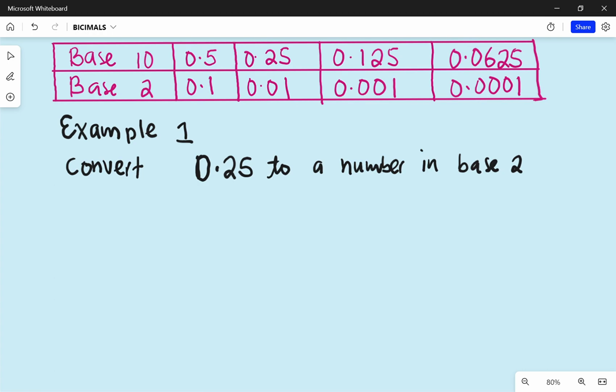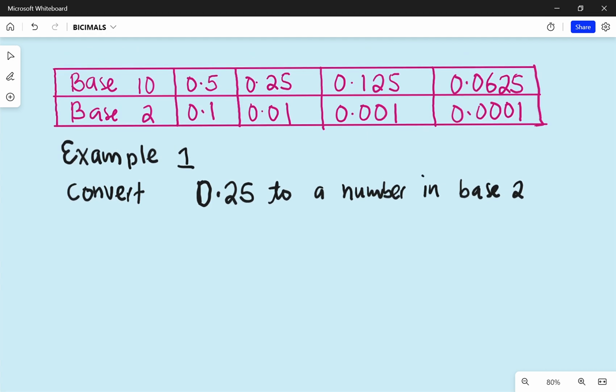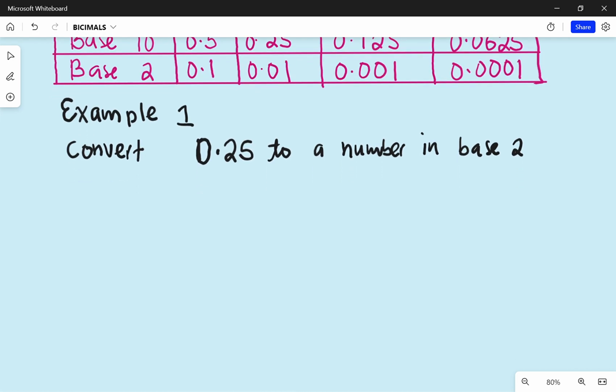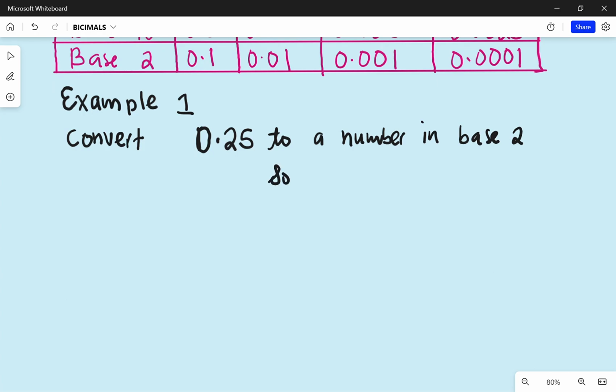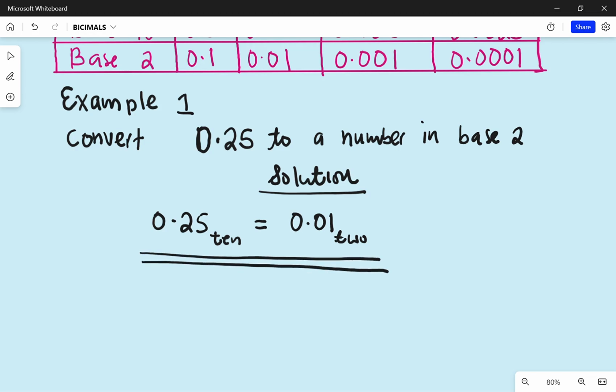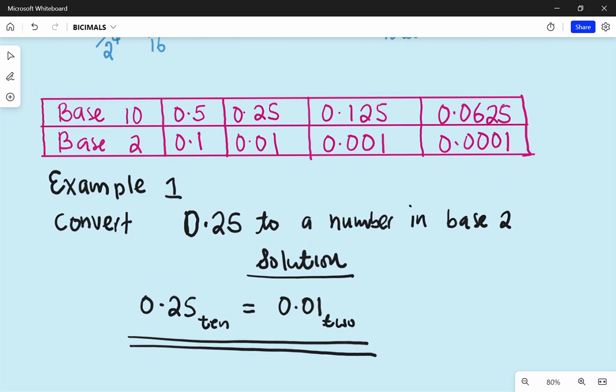So as you can see from that table there, 0.25 is equivalent to 0.01. So solution: 0.25 base 10 is equal to 0.01 base 2. Using that conversion table there, and you are done, as you can see.